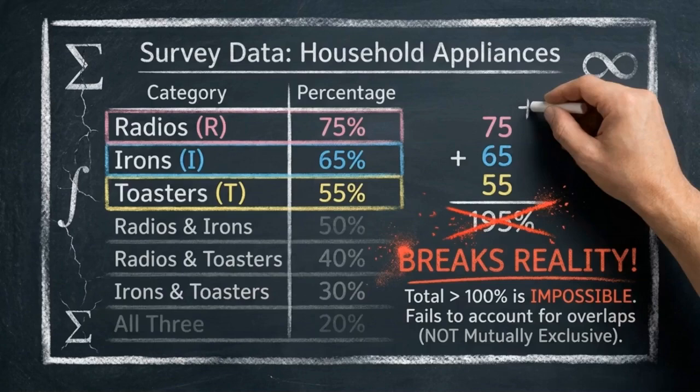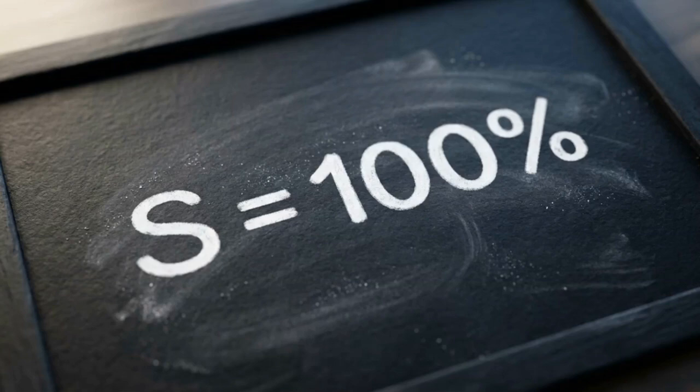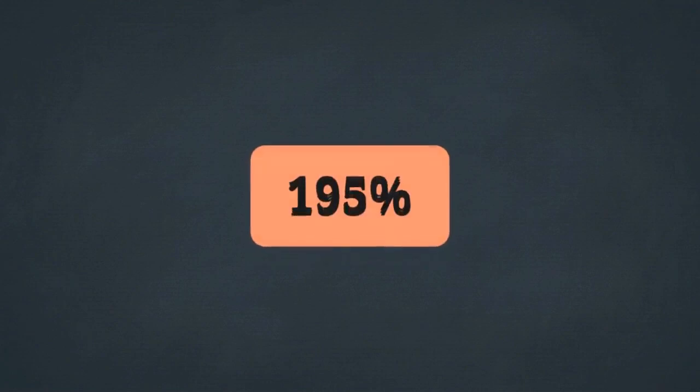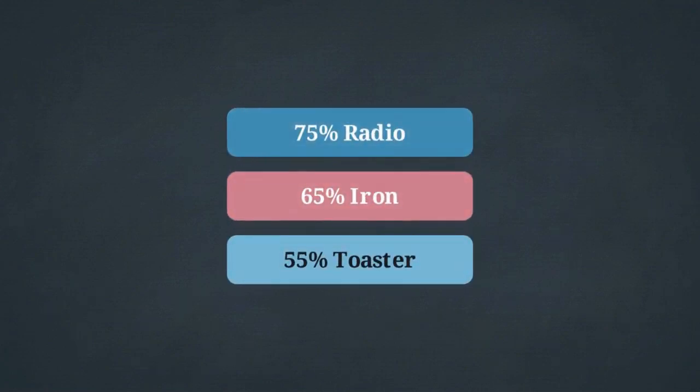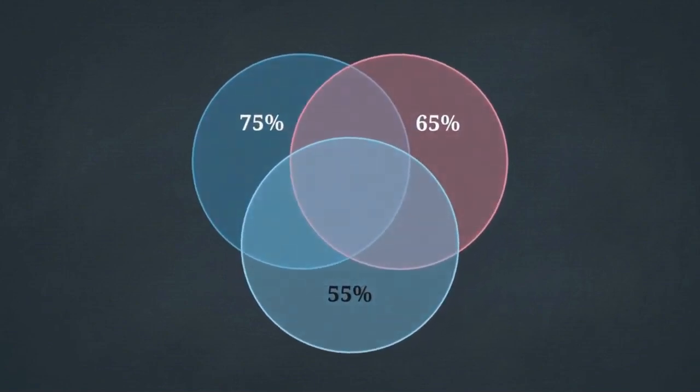Faced with this, a beginner will typically rely on intuitive arithmetic. They simply add the base percentages together. The sum of 75, 65, and 55 is 195%. This breaks reality. A foundational statistical axiom is that the total probability space, denoted as S, represents all possible outcomes. Its total probability must equal exactly 1, or 100%. Our arithmetic failed due to hidden overlapping logic. A household with all three appliances was counted 3 separate times.